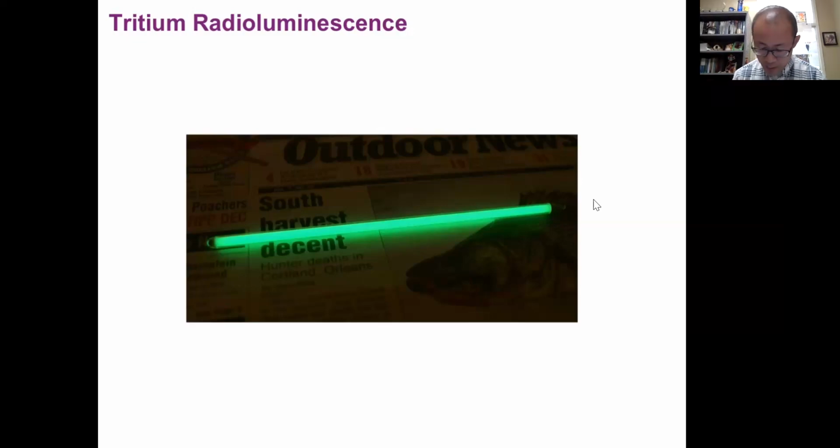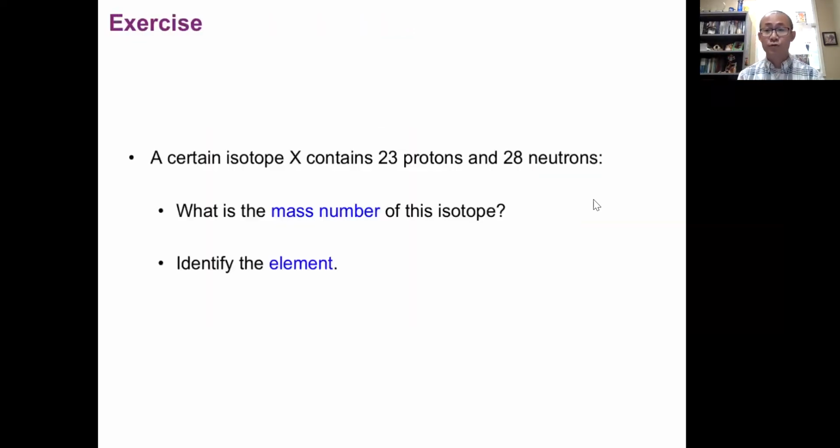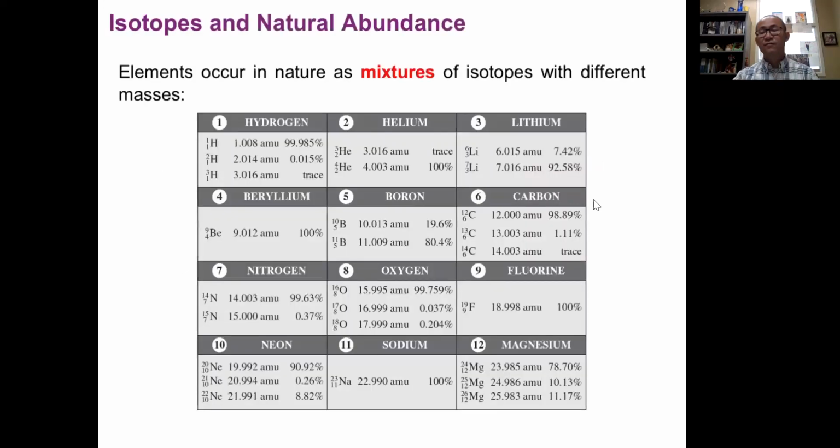Okay, isotopes. And here's another practice. I wanted you to use it as a practice for understanding the proton number, neutron number, the mass number, and also which number to use to identify the element. So use this as a practice yourself after the lecture. Okay, let's keep moving.